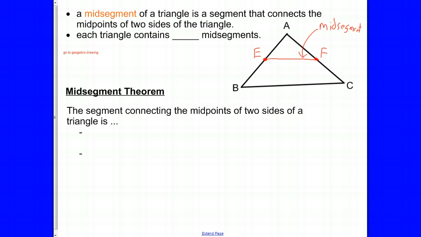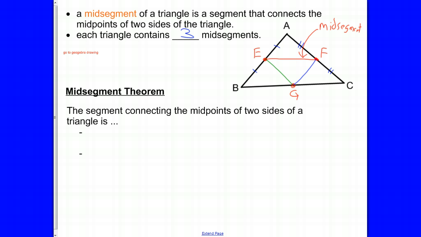Now, remember the definition of a midpoint says that these two segments are equal. Segment AF would equal FC. That's the whole idea of a midpoint. So segment EF is a midsegment. Each triangle contains, well, how many do you think? If we draw in another midpoint here for side BC and call it point G, then we've got a midsegment connecting E to G. We have a midsegment connecting G to F. Remember, a midsegment just connects two midpoints. And so in this one triangle, we have three different midsegments.